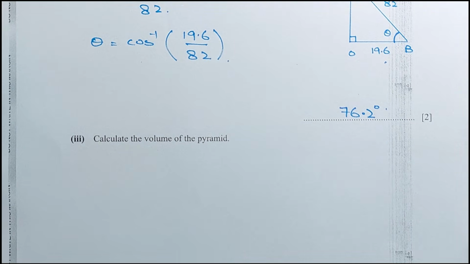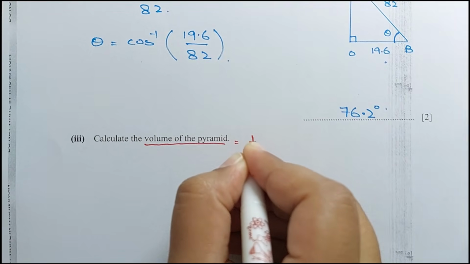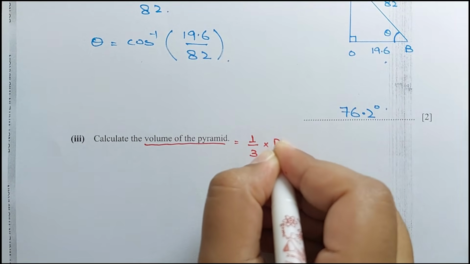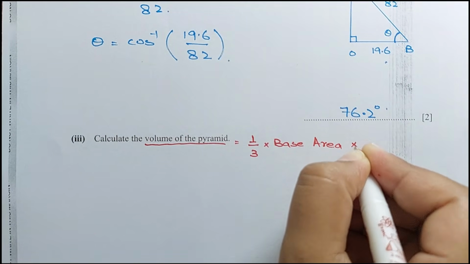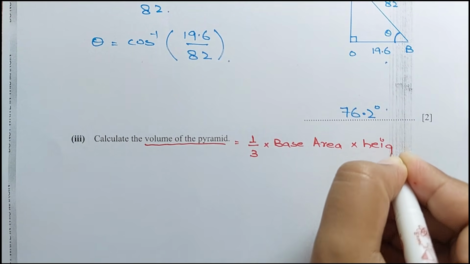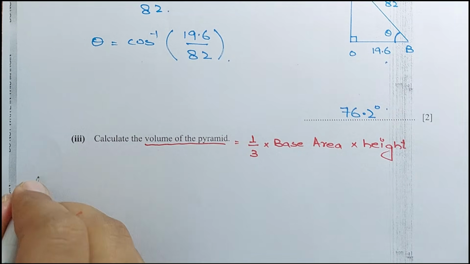Moving to part 3, calculate the volume of the pyramid. So the volume of a pyramid equals 1 by 3 multiplied by the base area multiplied by the height. First we need to figure out what the base area is.